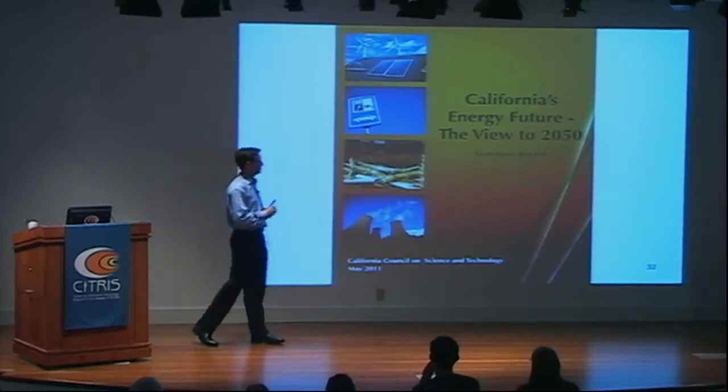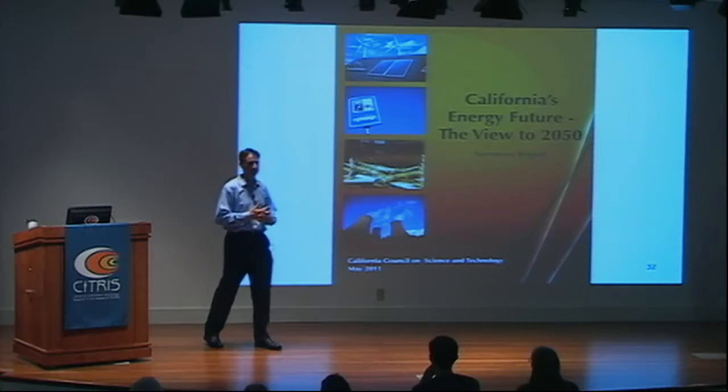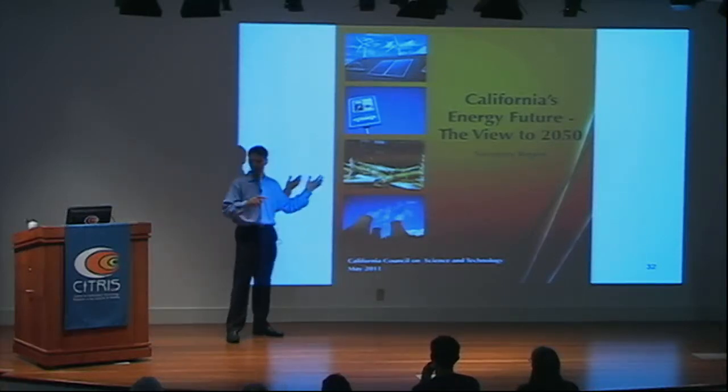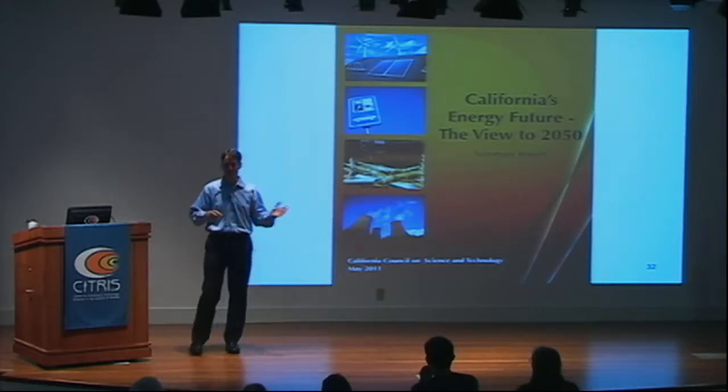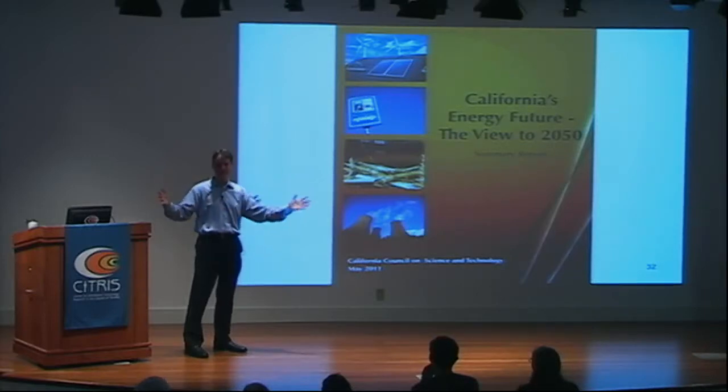Bring this study up real quick because I think it's important. This is a study that LBL and a number of other researchers did on how to get California to meet its 80% greenhouse gas reduction target by 2050. That's our goal, by the way. 80% reduction. The state has made that goal. It should be all of our goal.